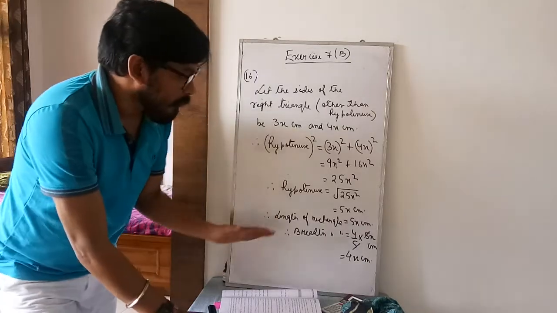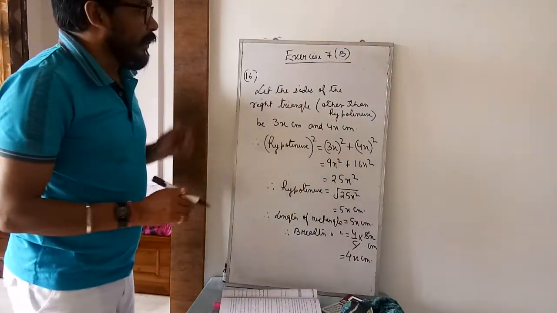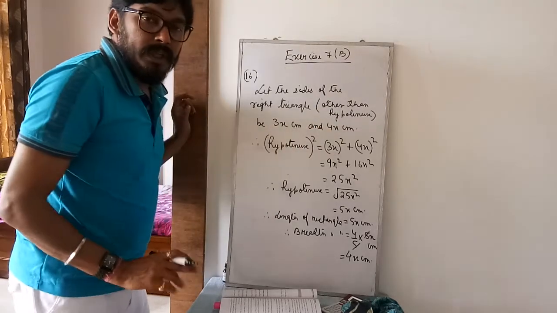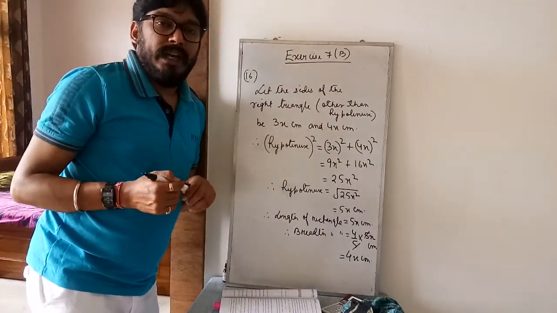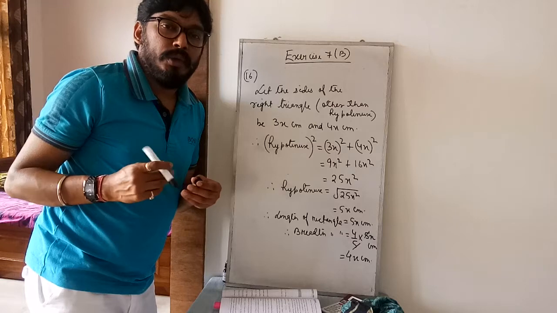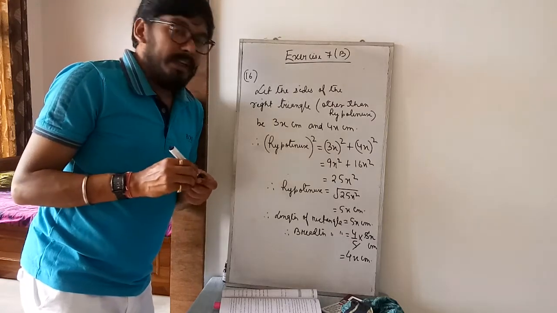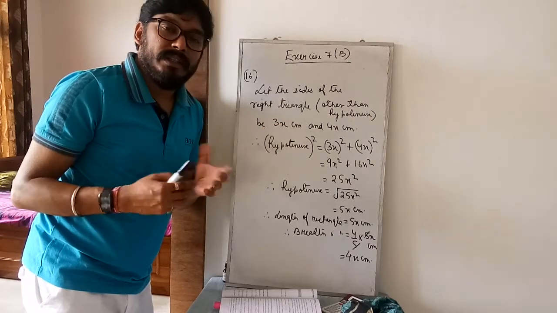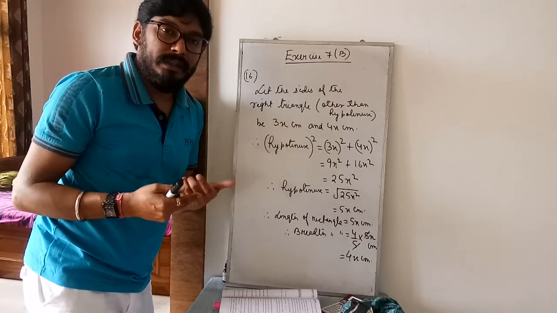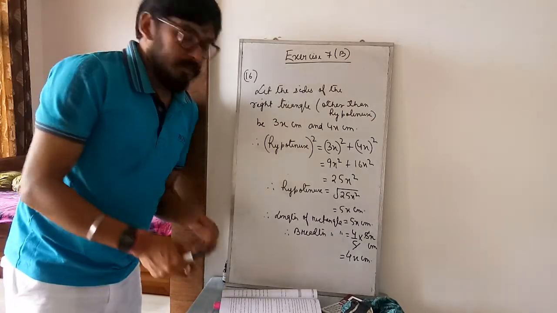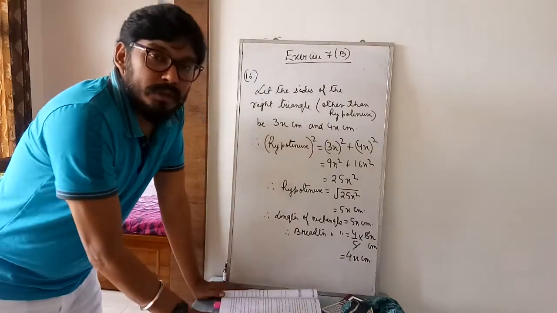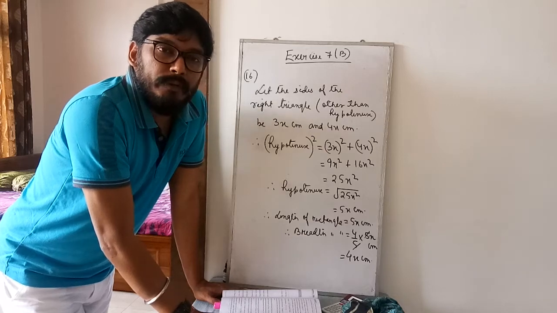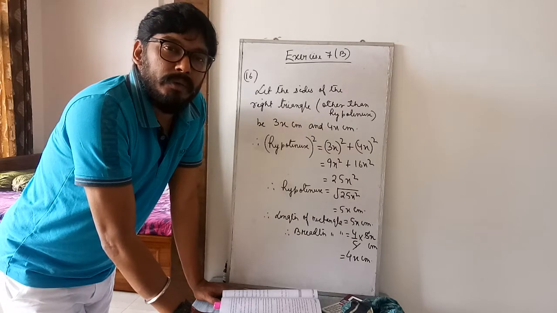So I repeat the question again. Let the sides of the right triangle be 3x centimeter and 4x centimeter, because the sides of the right triangle were given in ratio other than the hypotenuse. Whenever we remove the ratio, we have to give a variable. I have used the variable x. You can take any other variable, y, z, your choice.